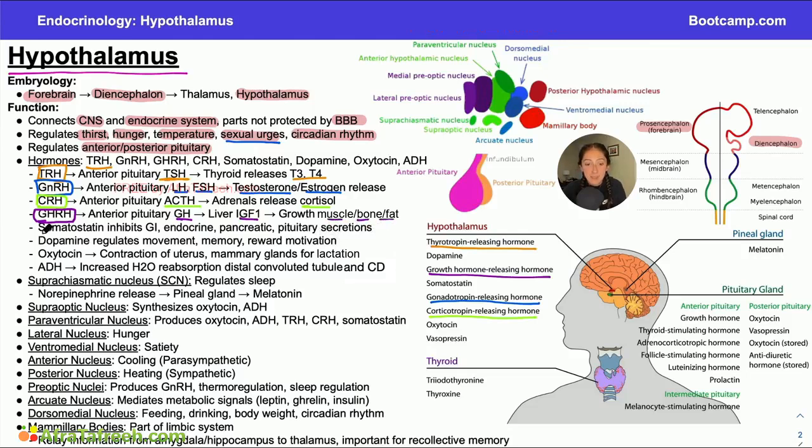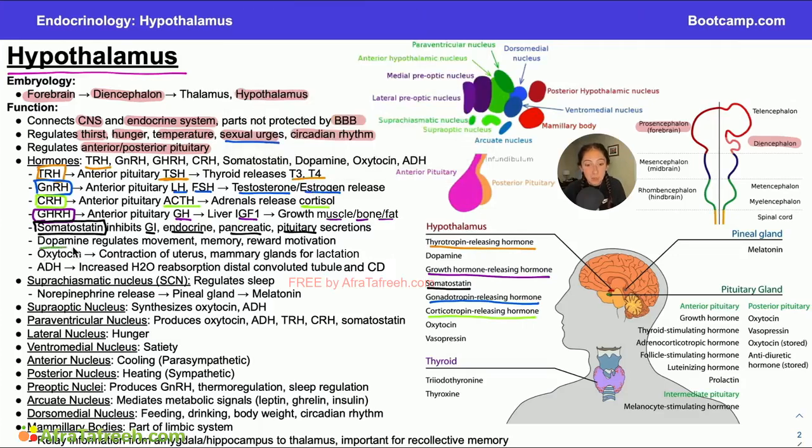Next, we'll talk about somatostatin, and somatostatin, or somatostopin as I like to call it, is going to be a hormone that is primarily involved with shutting down different other hormonal pathways. So somatostatin is going to be an inhibitory hormone that is going to inhibit GI, endocrine, pancreatic, pituitary secretions, and shut down all of these processes that are important for digestion. So I like to call somatostatin somatostopin because whenever you see it, it's a great bet that somatostatin is going to be shutting down another hormone or shutting down another pathway.